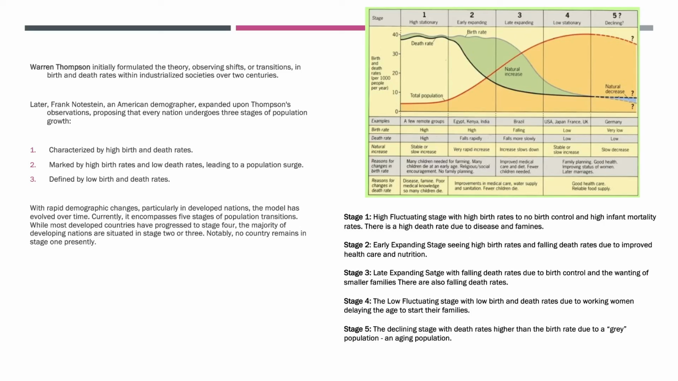In stage 5, which is the declining, right? You have countries such as Germany, where birth rates are lower than death rates, and this is due to, one, an aging population, right? The promotion of family planning as well.